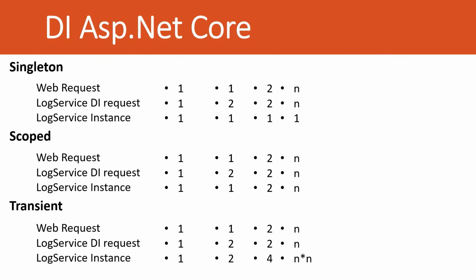If you have 100 web requests and 100 DI requests, in singleton there is only one object created. In scoped, 100 objects are created. In transient, 100 into 100, 100 multiplied by 100 objects will be created. That means almost 10,000 objects. So transient is a bit dangerous, so we need to use it wisely.